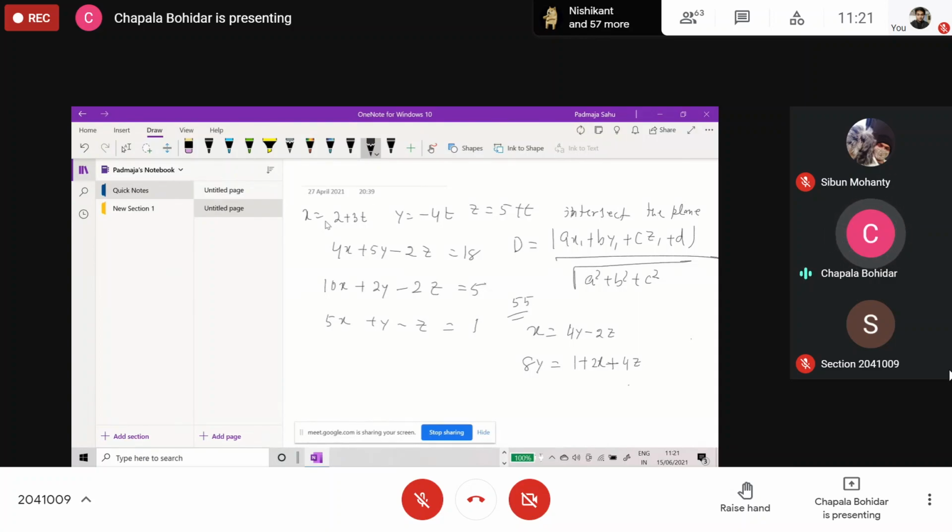Determine whether the planes are parallel, perpendicular, or neither. If neither, find the angle between them. Parallel. Which is your 2? Yes, it is parallel.